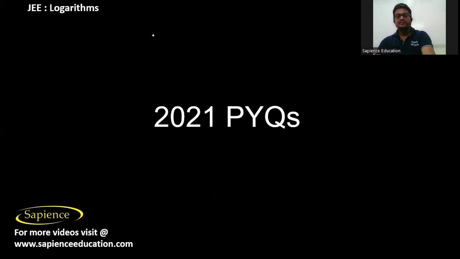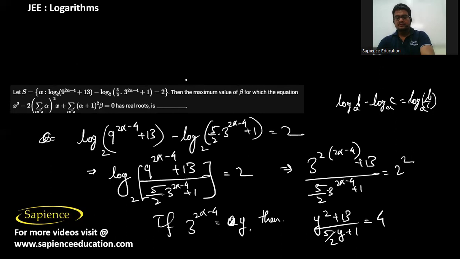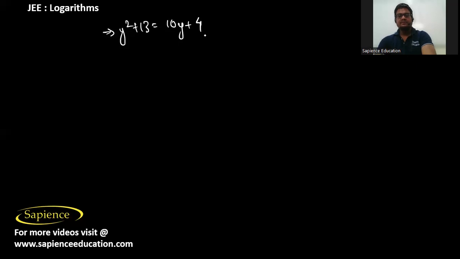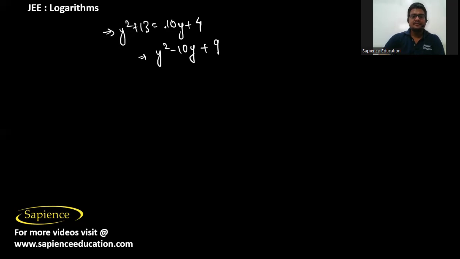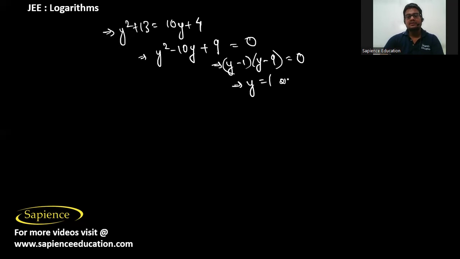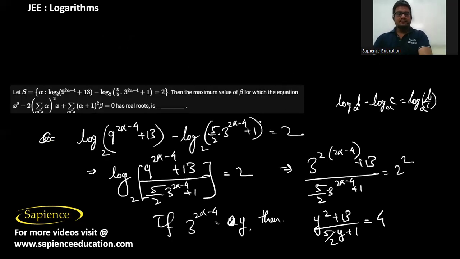Therefore, I can say that y square plus 13 will be equal to 5 by 2 into y, 2 to the 4, 2 for the 10. So that is 10y plus 4. So therefore, this will be y square minus 10y plus 9, 13 minus 4 is 9, that is equal to 0. So it means y minus 1 into y minus 9 will be equal to 0. So y can be equal to 1 or 9.